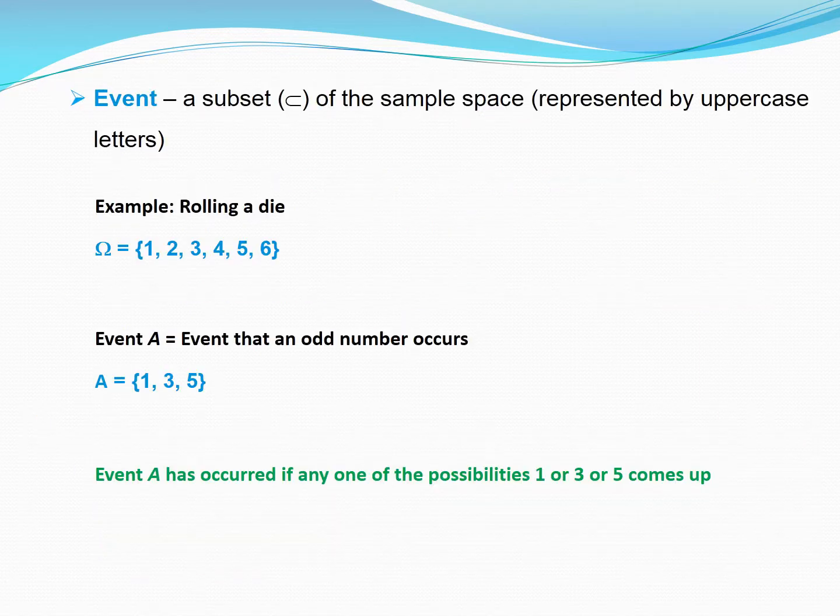In probability theory, an event is a subset of the sample space, and similar to sets in set theory, it's represented by uppercase letters. So, for example, let's say that my experiment is rolling a die. This will be my sample space, and we define event A as the event that an odd number occurs. Then it means that my outcomes in event A will only consist of 1, 3, or 5. So event A has occurred if any one of those possibilities comes up on the die.